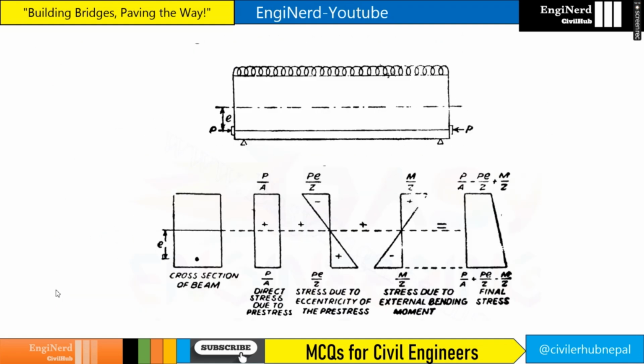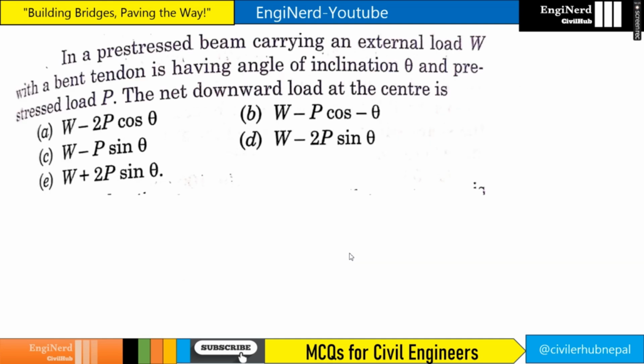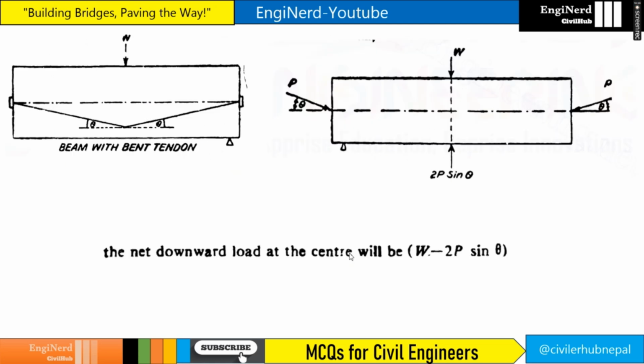Okay, you can also see here the negative direction is this side and positive direction is this side. Next, in a pre-stressed beam carrying an external load W with a bent tendon having an angle of inclination theta, in the pre-stress load P, the net downward load at the center is... If you see this figure, this is the beam and W is applied here, and this is the bent tendon and the angle is theta degree with horizontal.